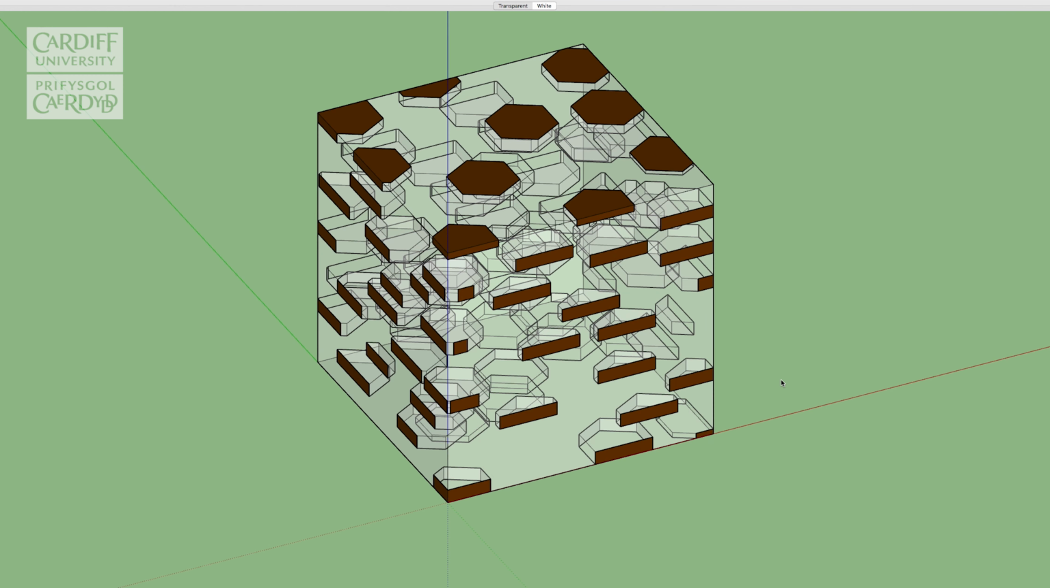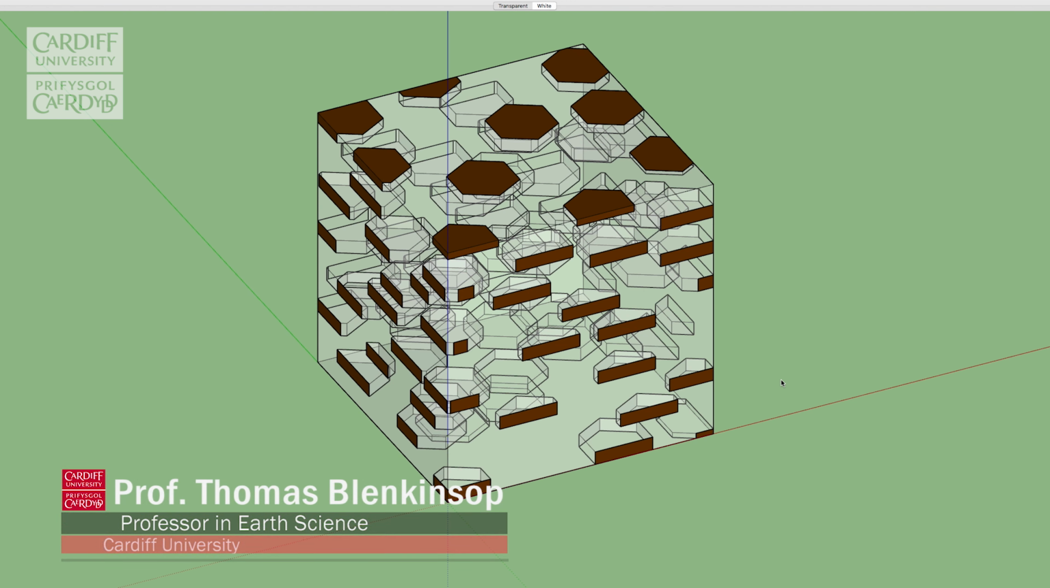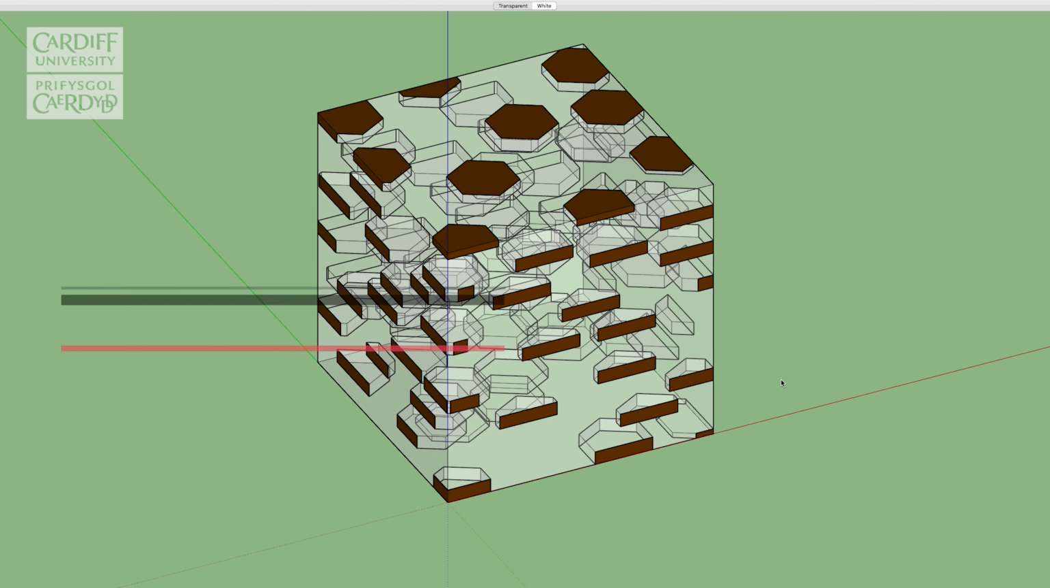In this video, we're going to learn how parallel arrangements of planar and linear grains can form planar and linear fabrics, and learn how to distinguish between them.